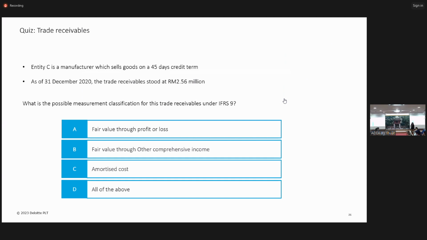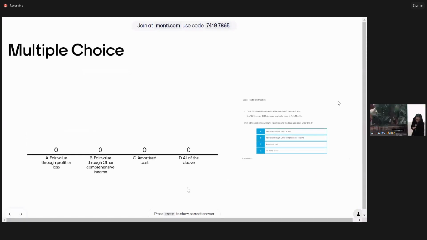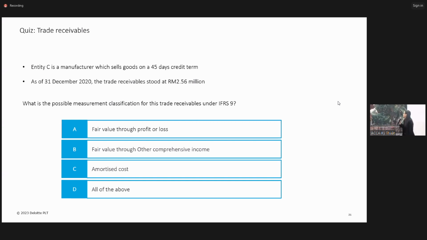Okay, another one. Entity C is a manufacturer which sells goods on a 45-day credit term. As of December 2020, the trade receivable stood at 2.5 million. What is the possible measurement for this?